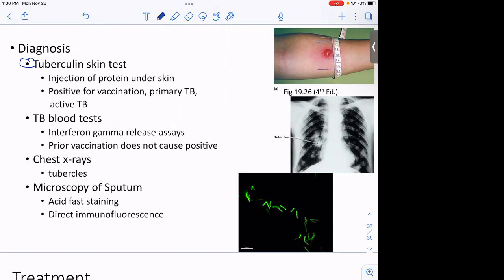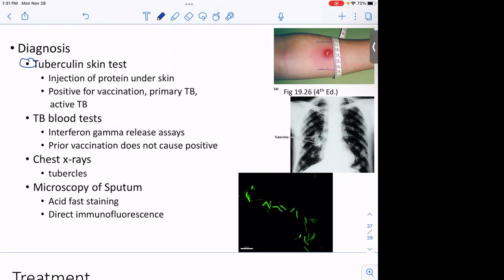So how that works, they inject this, it's called PPD, purified protein derivative from the Mycobacterium organism. It's injected under the skin, and then you have to come back between 48 and 72 hours later to have that injection site checked. I think they usually do it in your upper arm. Is that where? Yeah, okay. Oh, even down there. Okay, like in the picture.